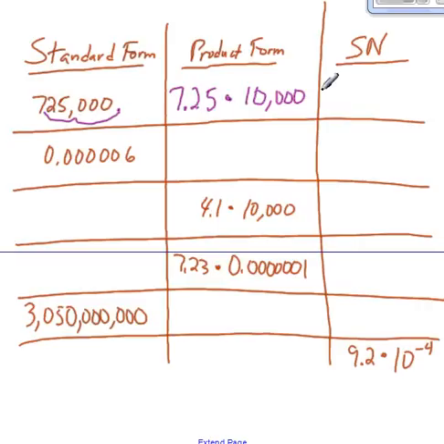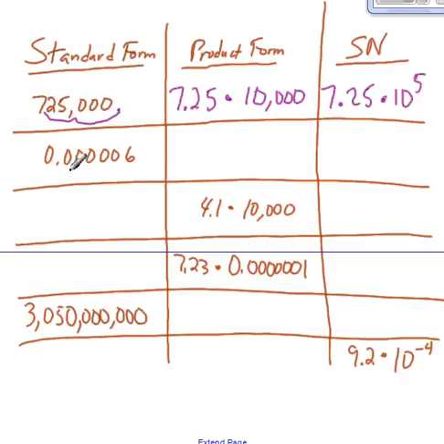Now 10,000, we can convert to a power of 10. We know that's 10 to the 5th. So now I've successfully expressed this number, which started at 725,000, in scientific notation. It exactly equates to both of these, but this is the scientific notation version.